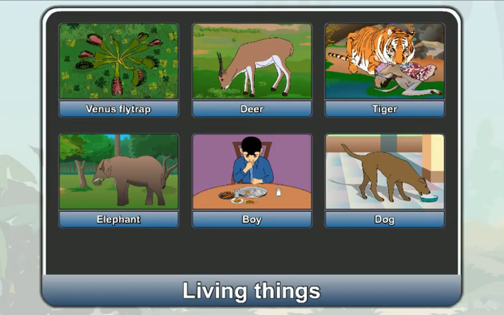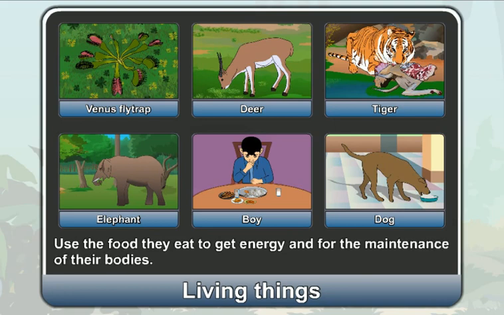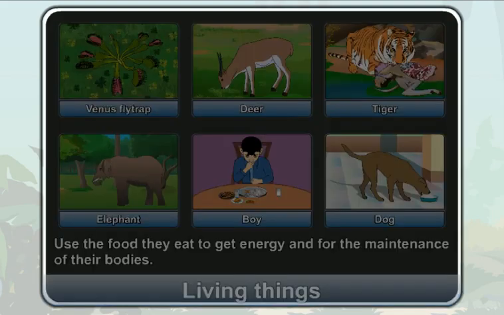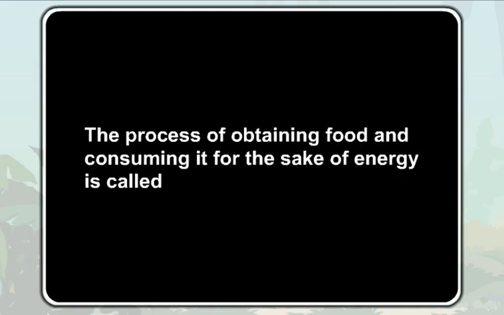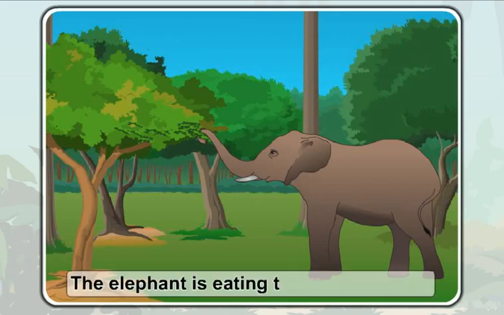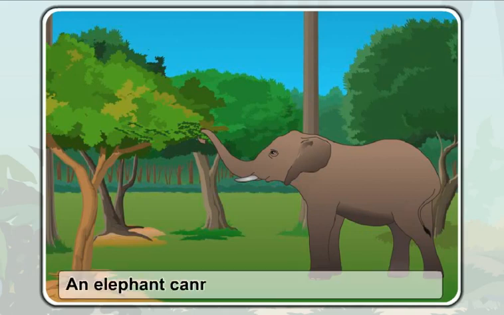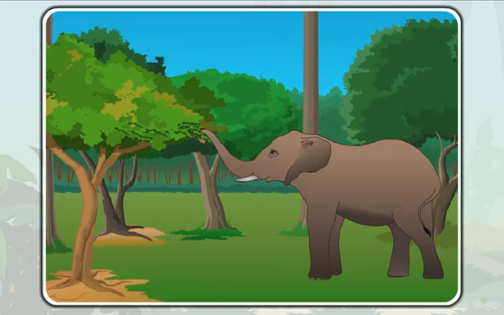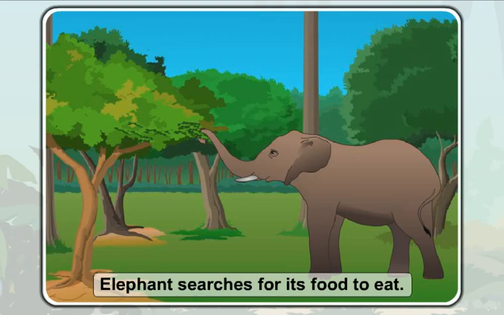All living things use the food they eat to get energy and for the maintenance of their bodies. The process of obtaining food and consuming it for the sake of energy is called nutrition. Now look here. The elephant is eating twigs of the trees. An elephant cannot prepare its food by itself. So, it searches for its food to eat.